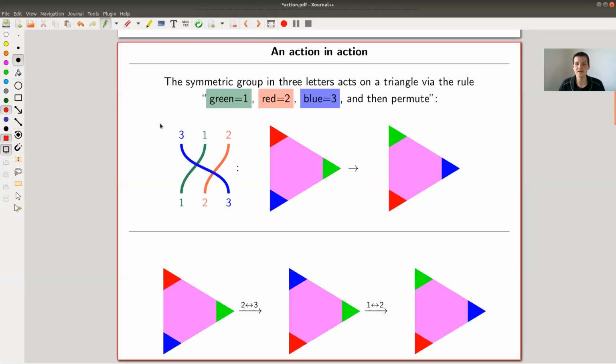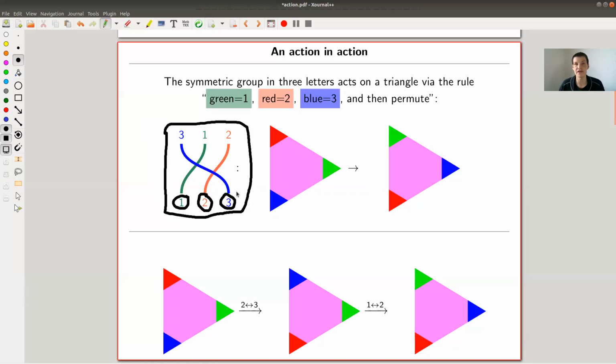So the easiest group I can imagine, which is not completely trivial, is the symmetric group. The symmetric group is a permutation group, a shuffling group. In this picture right in front of you, it is the symmetric group in three letters. The way I usually like to illustrate it is with these funny diagrams called string diagrams. I have a symmetric group in three letters, and my letters are 1, 2, and 3.